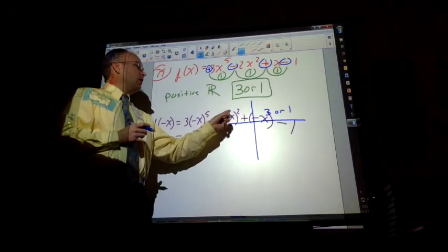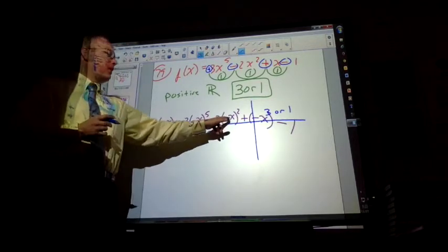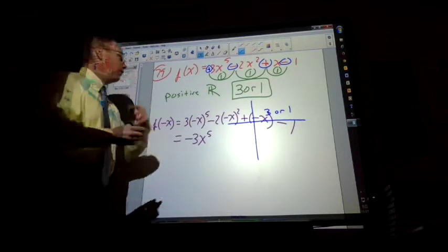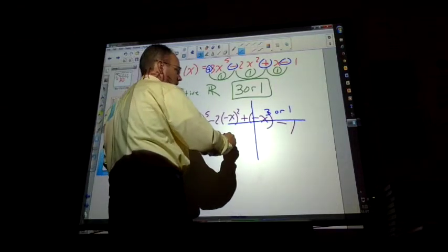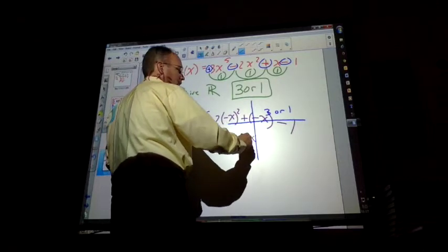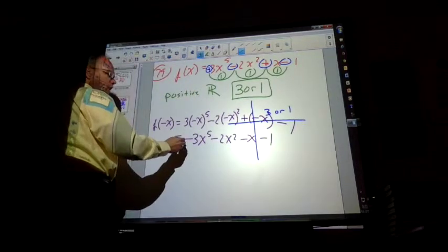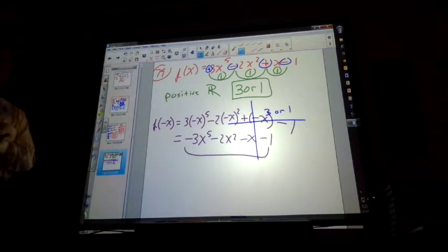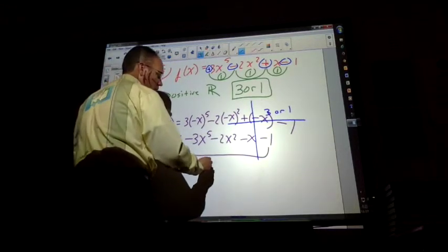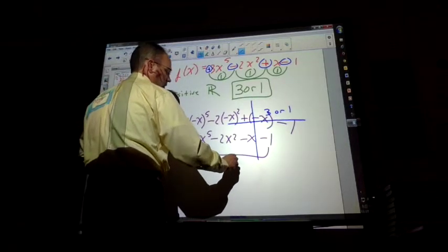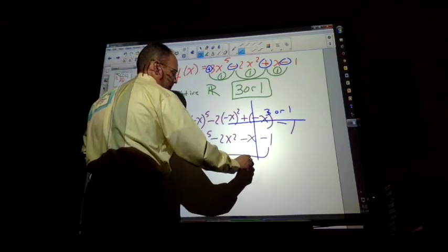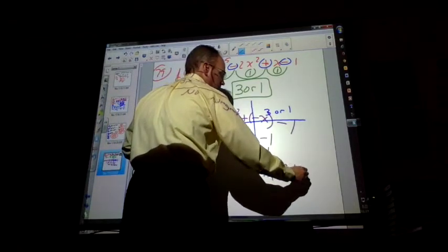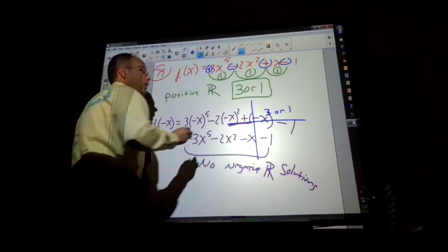What is negative x squared? Does that stay positive or does it go negative? Okay, so what happens here? It stays positive. Good. So negative 2x squared, and then negative x minus 1. Now we're looking for sign changes. What do you know? There is not a sign change. So there are no negative real solutions. So on the xy axis, it's not happening over here.